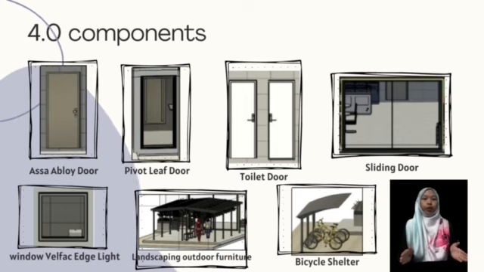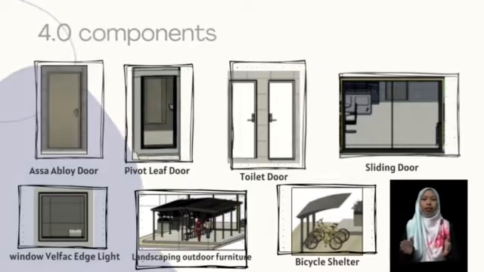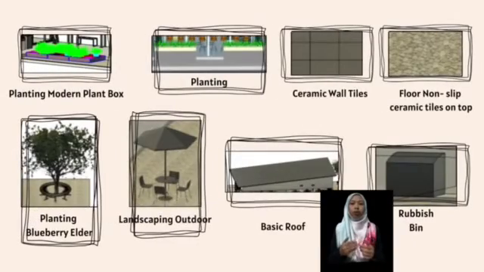Okay, the next point is the components that we use in the cafe. First, for doors, we use 4 types: Assa Abloy door, pivot lift door, toilet door, and sliding door. For windows, only 1 type, which is the window velvet edge light. For landscaping, we also use outdoor furniture, for example, as in the picture, a bicycle shelter. We also put plants around the cafe because they give fresh oxygen that we need to breathe. We also put a rubbish bin to keep our cafe organized and for easy disposal at the proper facility.